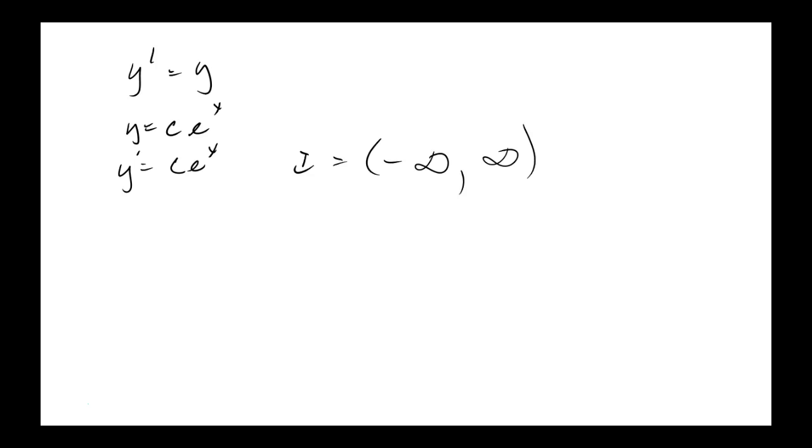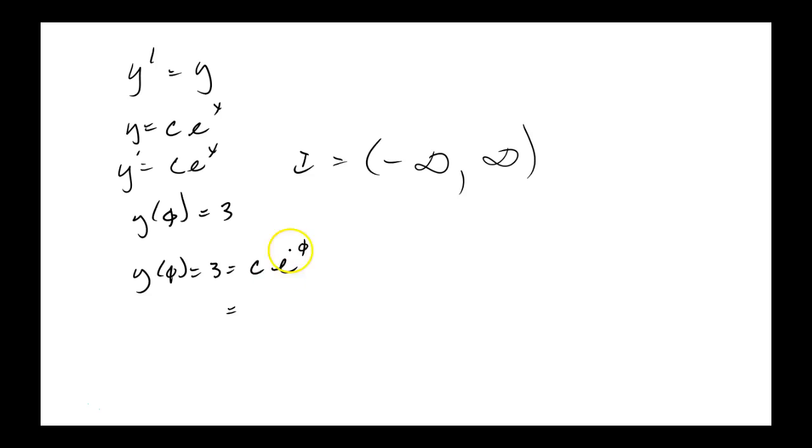Now, if we impose on this an initial condition, say y at some value, say 0, is equal to 3. If that was our initial condition, and you only need one because it's a first-order differential equation, well, then plug this in. y at 0 will be 3, and that would be c times e to the x, with x equal 0, right? Well, what is e to the 0?